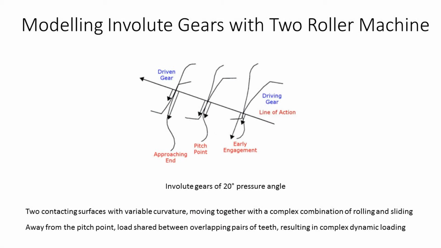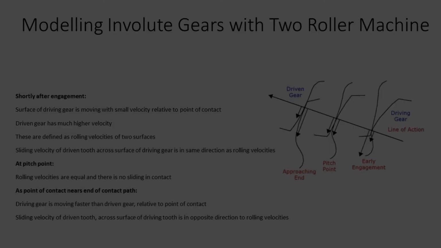With involute gears, we have two contacting surfaces with variable curvature moving together with a complex combination of rolling and sliding. An added complication is that, away from the pitch point, there is load sharing between overlapping pairs of teeth, adding the uncertainty of dynamic loading to an already complex system. This example is based on involute gears with a 20-degree pressure angle.